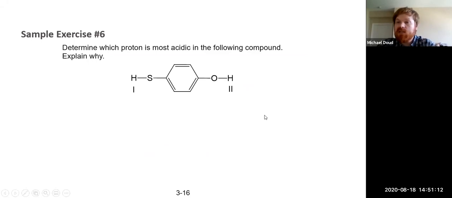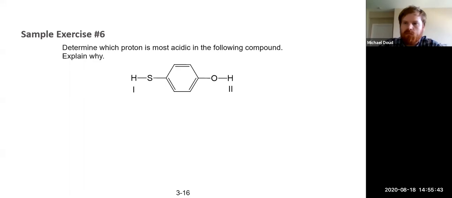Okay, so here's an example. Figure out which of these protons is most acidic and explain why. So let's go ahead and give it a shot. Go ahead, pause the recording here, and then once you pick it up, we'll go ahead and figure out which one is more acidic.